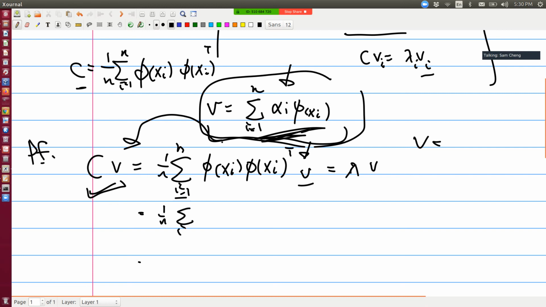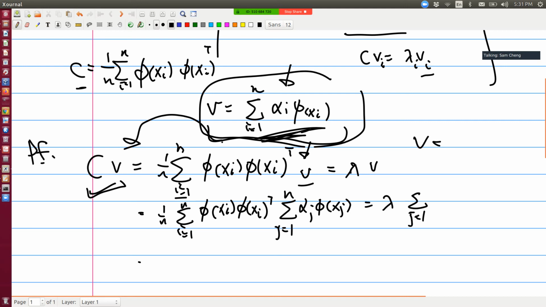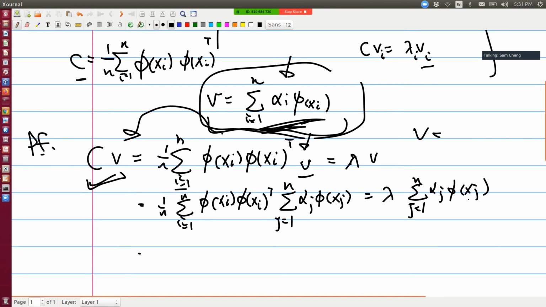So then I have 1 over n, sum over i equal to 1 to n of phi xi, phi xi transpose V, let me use j here, alpha j phi xj, is equal to lambda, sum over j equal to 1 to n of alpha j phi xj, let's say. It looks a little bit ugly, but actually it's not that bad.